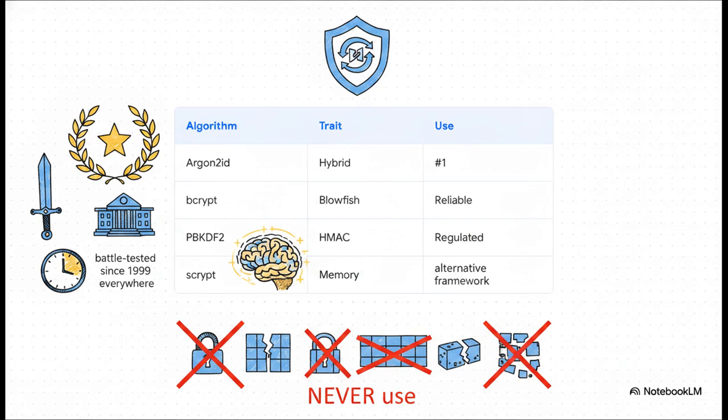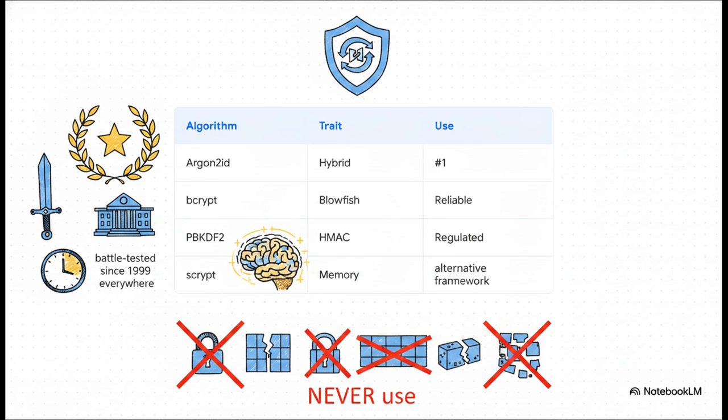Next is bcrypt, which has been battle-tested since 1999 and is basically everywhere. Then we have PBKDF2, which is essentially the go-to compliance choice for government and regulated environments because it's FIPS 140 validated. Finally, scrypt is a highly memory-hard alternative if Argon2id just isn't available in your particular framework.